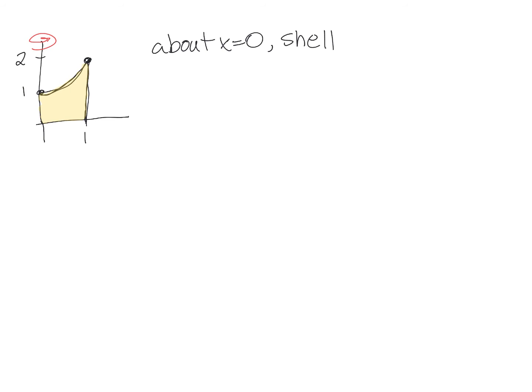Same axis of rotation, the y-axis, but we are going to do the shell method. That means my element is parallel to the axis. So I'm doing this one in dx. It's horizontal. That means the top is always the top, right? And the radius is the distance from the element to the axis of rotation. That's just the x value.